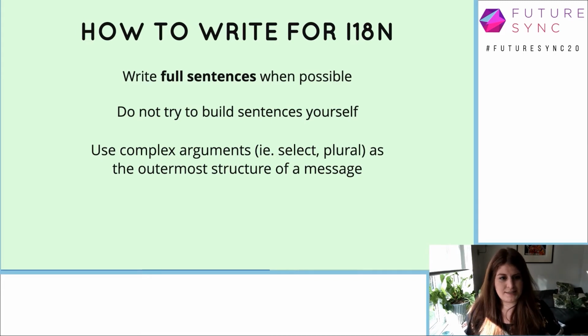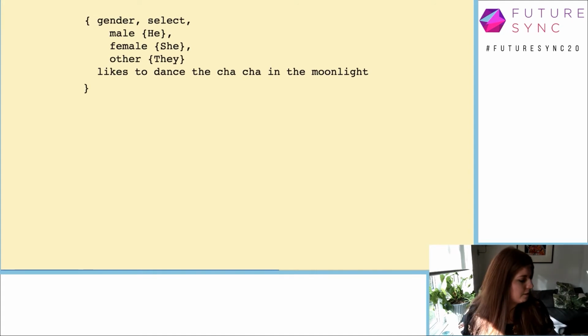So let's look at an example. Let's say we have this sentence and we want to change it up depending on who's doing it. So we have a gender, and then we say it's a select statement. And let's say if they put in male, it's he, female, she, they. And he likes to dance the cha-cha in the moonlight. Now you'll notice that because we have the singular they, the grammar breaks down pretty quickly, because they likes is not grammatically sound. It should be they like.